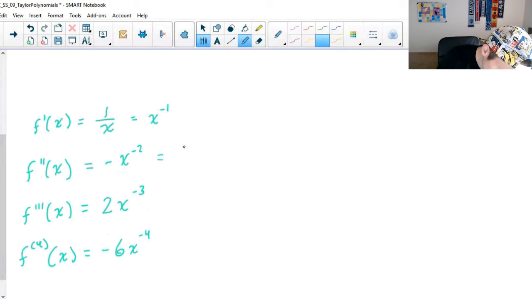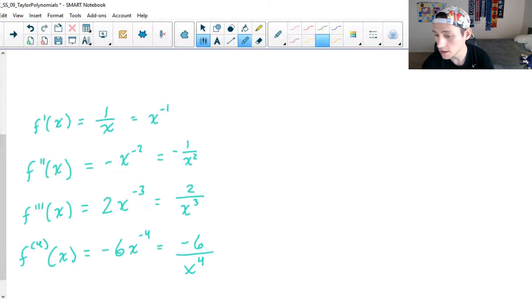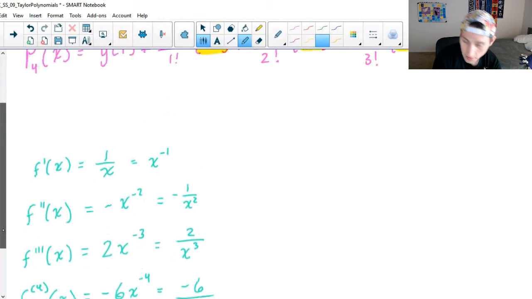Now, it actually might be beneficial to go ahead and write these in the fraction form as well, because, remember, we have to take all these derivatives and plug something in. It's not hard, but it's harder, I think, to think about numbers to a negative power rather than thinking about it like this. But either way, the point is we have to now plug in 1.